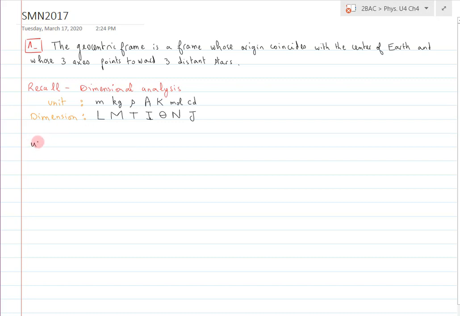So for example, one equation that comes to mind is the gravitational force, which is equal to G times MA MB over R square. This is the quantity I'm looking for. So G is equal to F times R square over MA times MB.